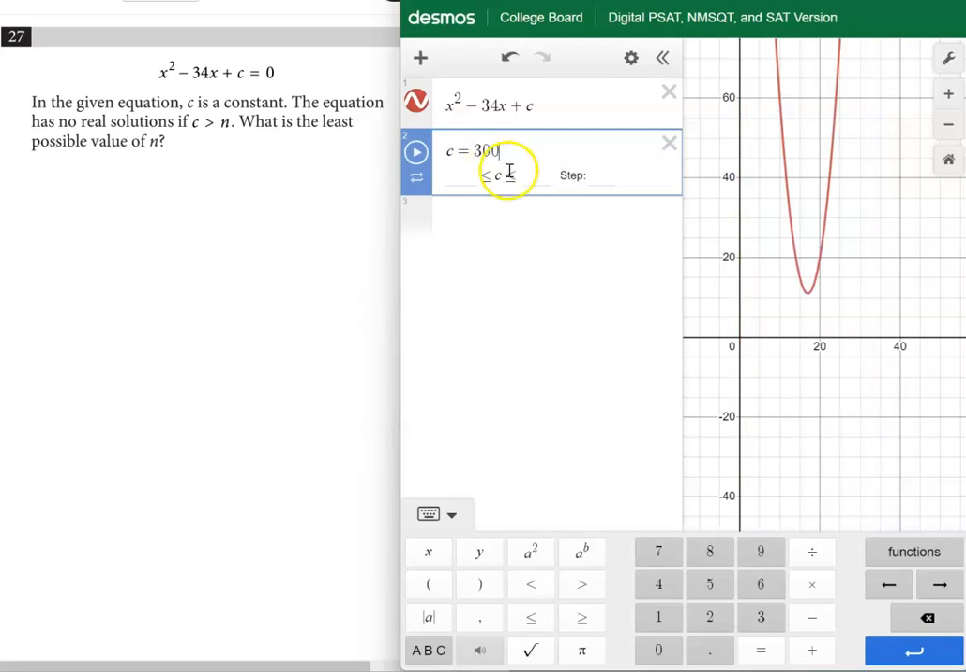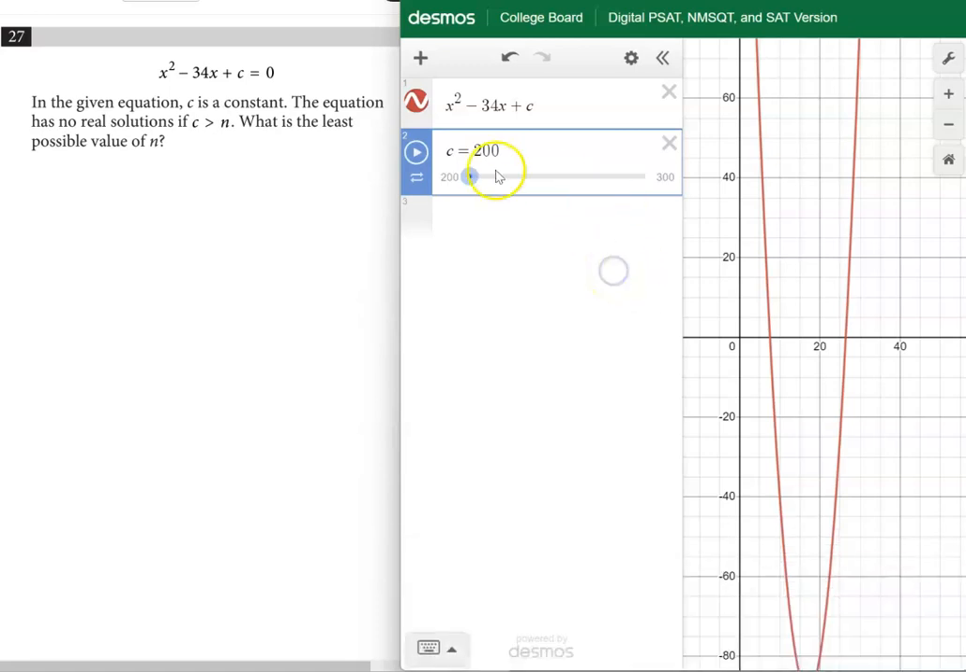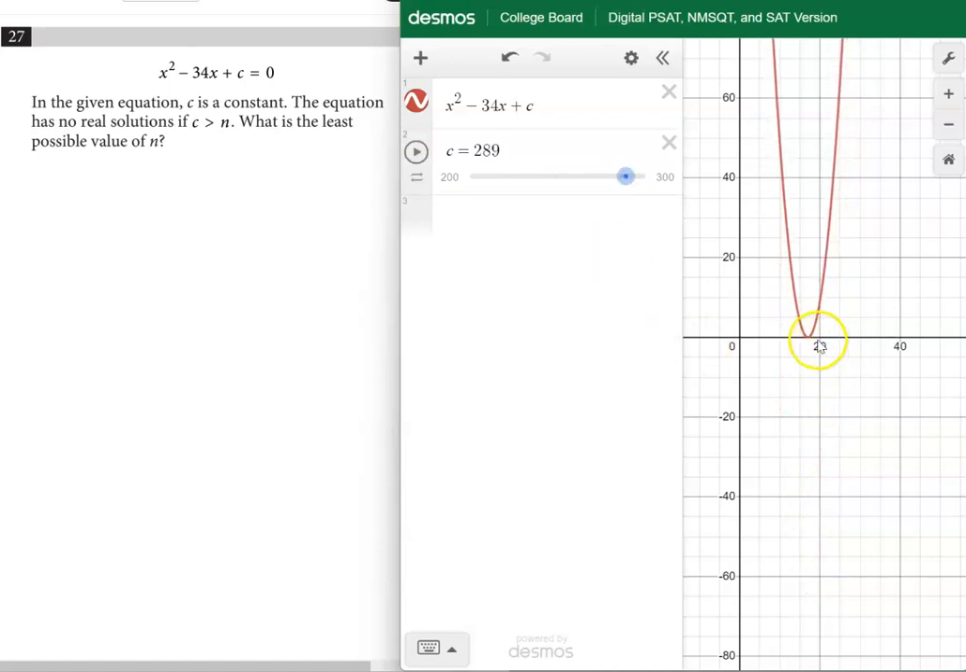300. Oh, that's too high. Let's make it 200. That's too low. So it looks like it's somewhere in between. I'm going to say 200 to 300, and I'm going to assume that they're not going to use fractions here. So let's use this, and let's scroll up until it's touching in one place, and that is the correct answer.